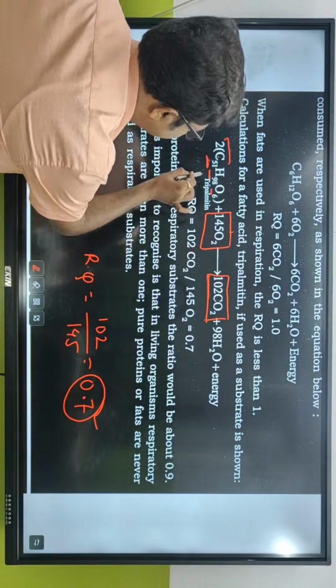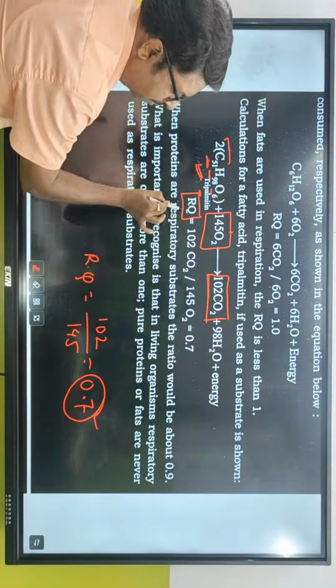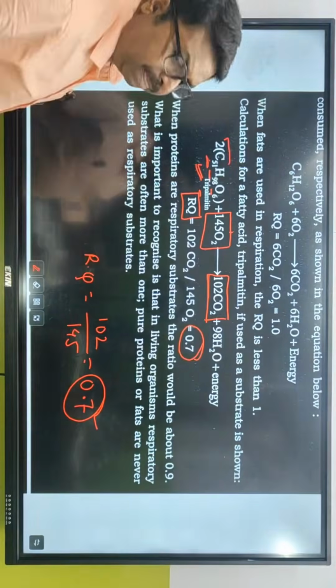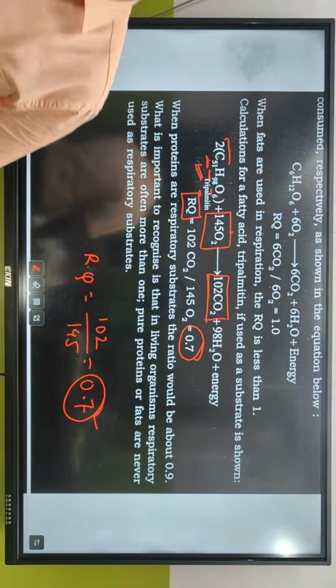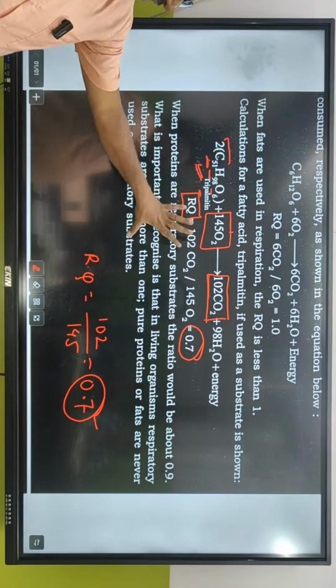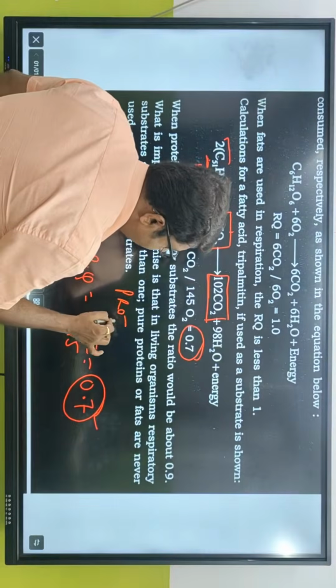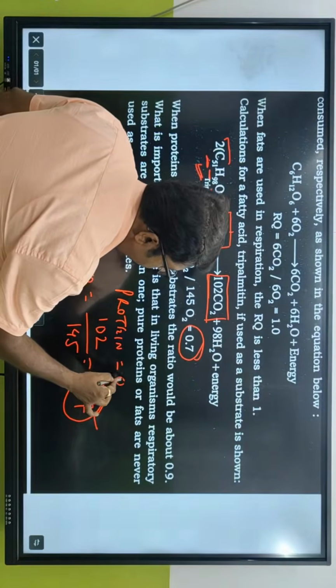Tripalmitin is a fat, and the respiratory quotient of tripalmitin is 0.7. 0.7 is the RQ value of fat. It's very important. In case of protein, the RQ value is 0.9.